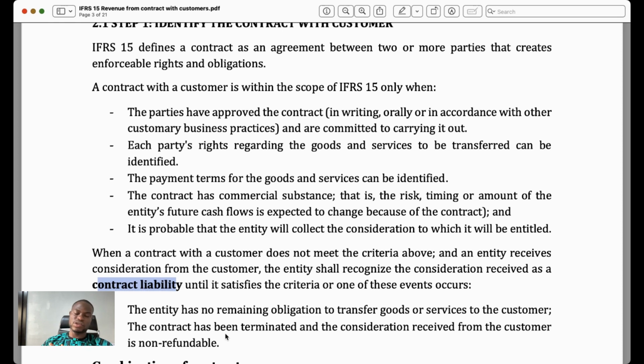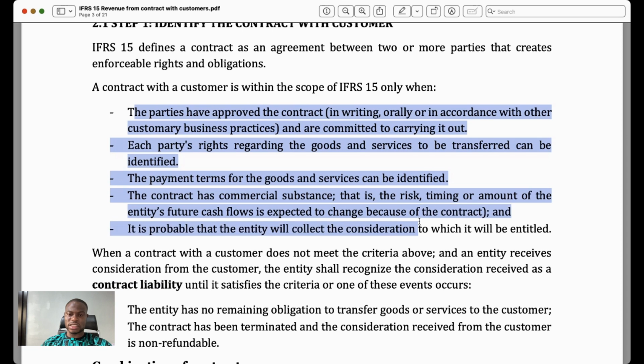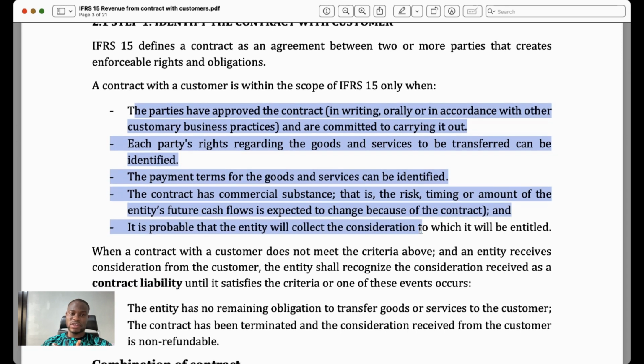Then you will just recognize it as revenue. So probably debit this contract liability, and it will credit revenue. Okay, so these five criteria are extremely important before you can recognize revenue. If these criteria are not there, what you can recognize is a contract liability.